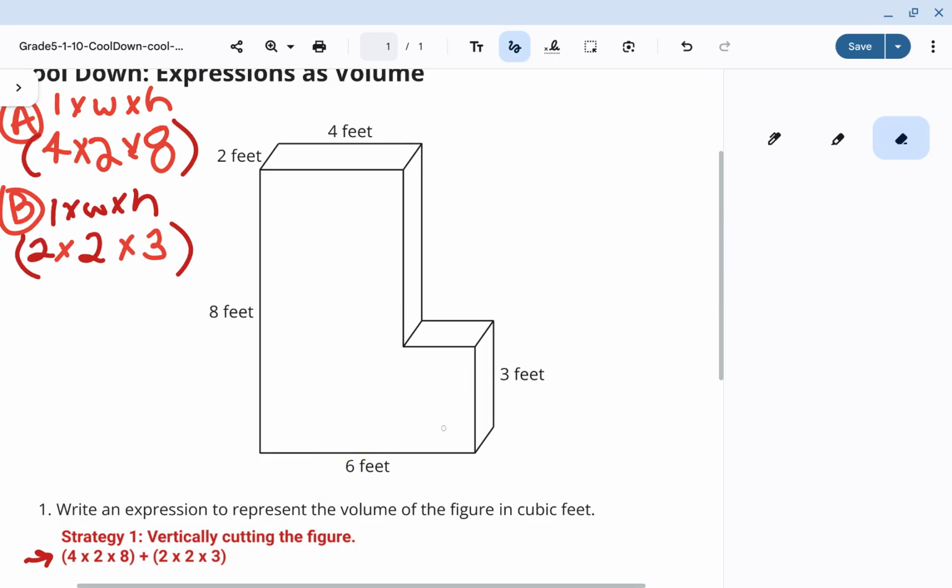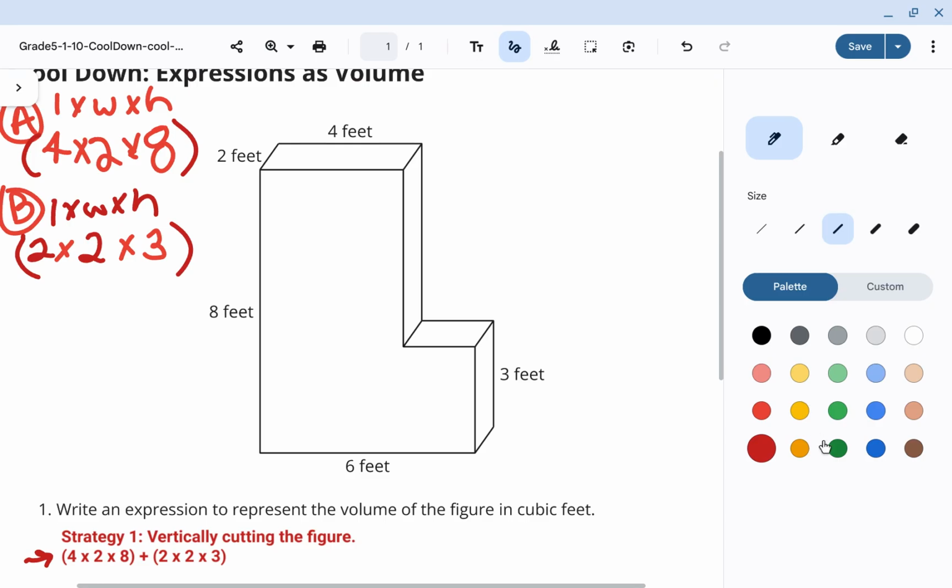And hopefully you did one of the two, but it is good for us just to take a look and see what a different strategy from our peers might look like. It helps us to think flexibly. Notice the difference here. I have horizontally sliced the figure. I'm still going to be thinking about two different prisms, but now the dimensions of those prisms might be slightly different. So I'm going to think about prism A over here.